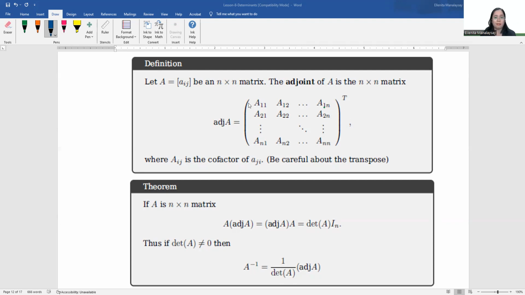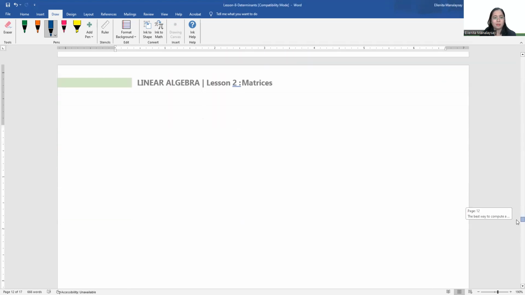As a review, we defined the adjoint of A in our previous meeting. The adjoint of an n by n matrix A is also an n by n matrix, which is formed by getting the transpose of a square matrix whose entries are the cofactors of the corresponding entries of matrix A. So let us have an example of that as a review.